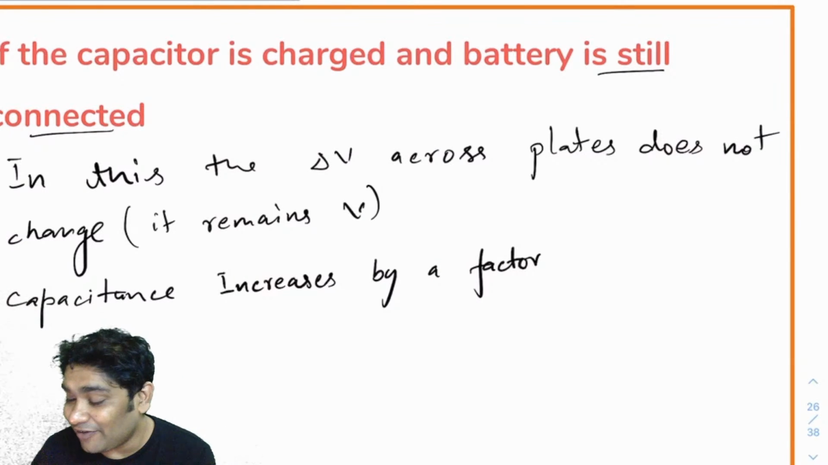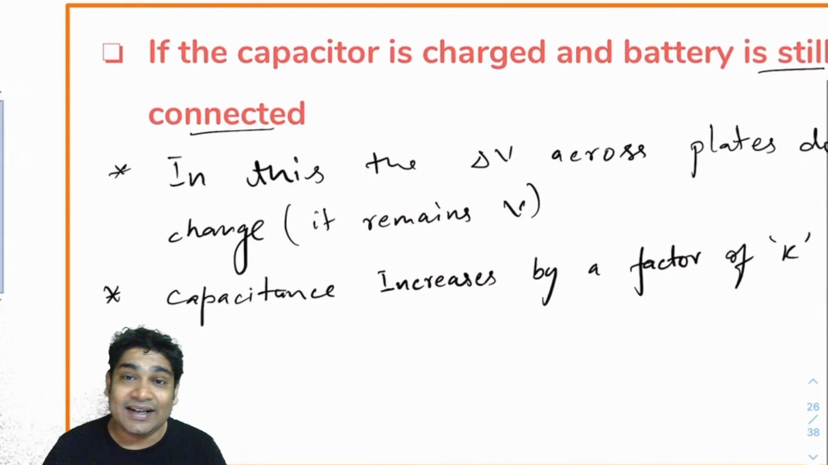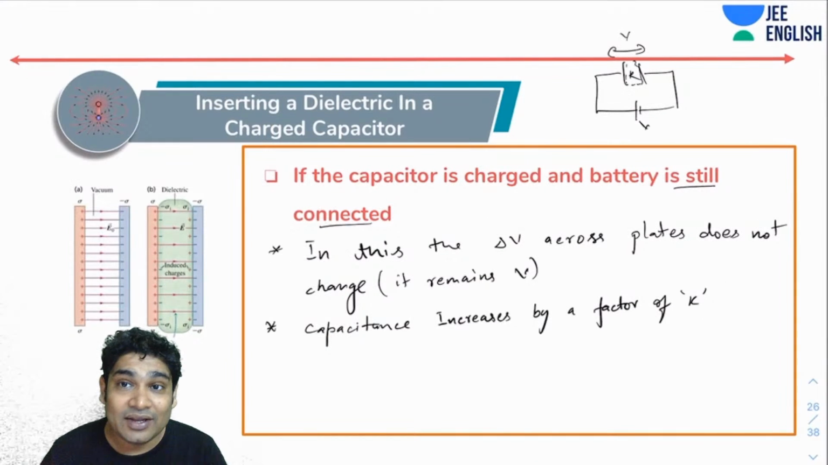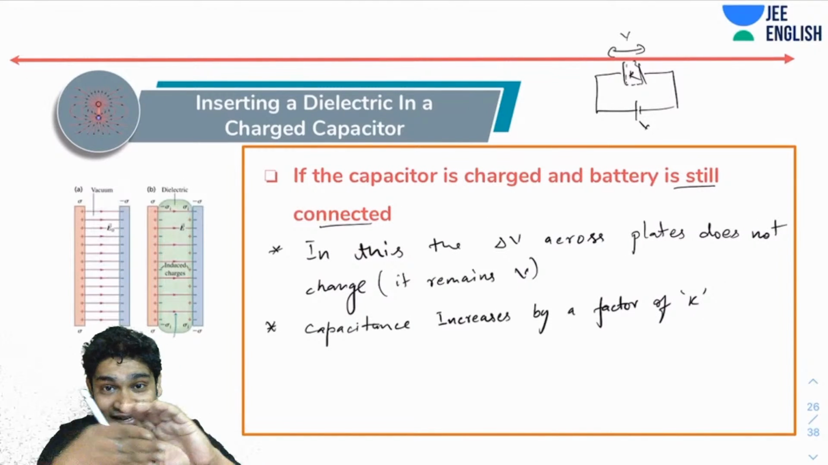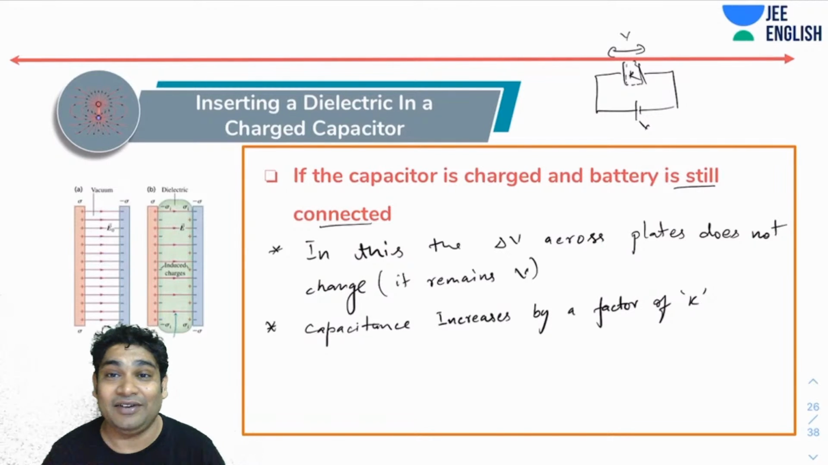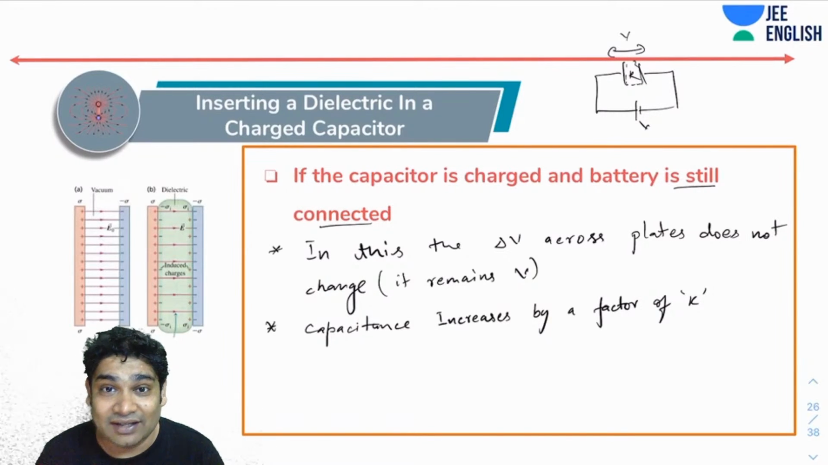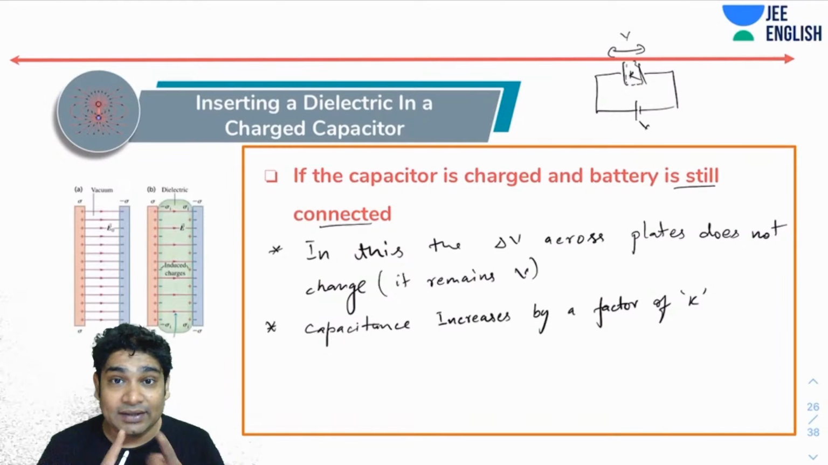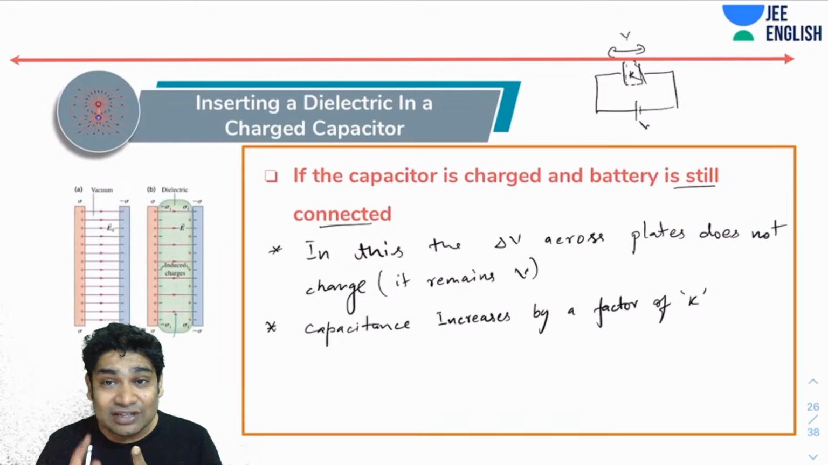All right. So it increases by a factor of K. This question is generally asked in boards also a lot. What happens if I have inserted a dielectric in a capacitor which is connected to a battery? First thing, if it is connected to a battery, the delta V, the potential difference across the plates, does not change. The capacitance, of course, will increase by a factor of K.